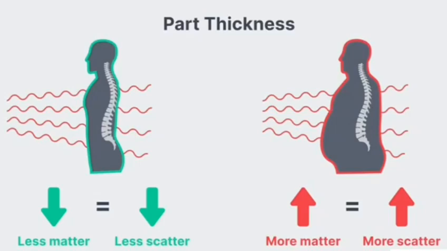So when does Compton scattering occur? Remember this principle: more matter equals more scatter. For example, part thickness. With more matter in the way, more photons interact by Compton scattering. This is the main reason that larger patients, as in the example to the right, have more scatter and therefore lower image contrast. More Compton scatter is created in thicker patients. There's more matter, therefore more scatter.